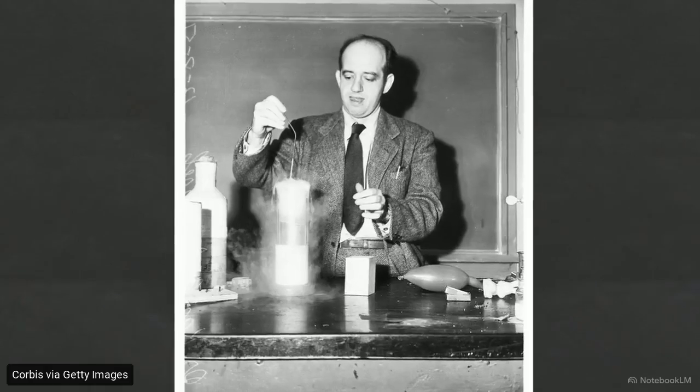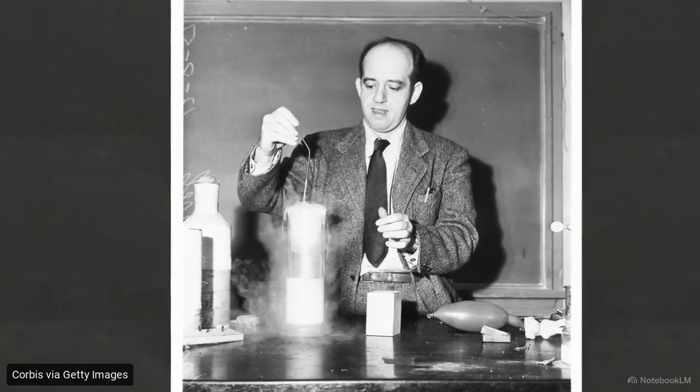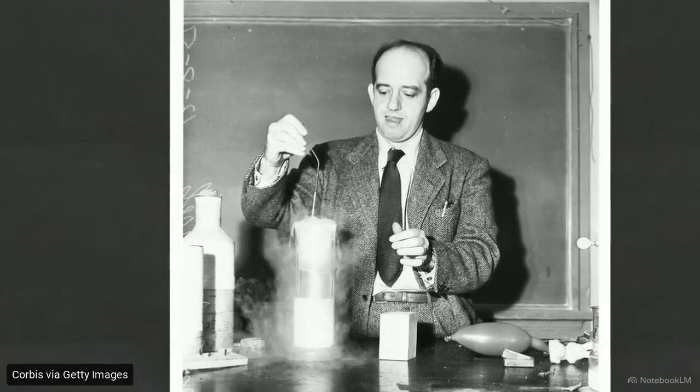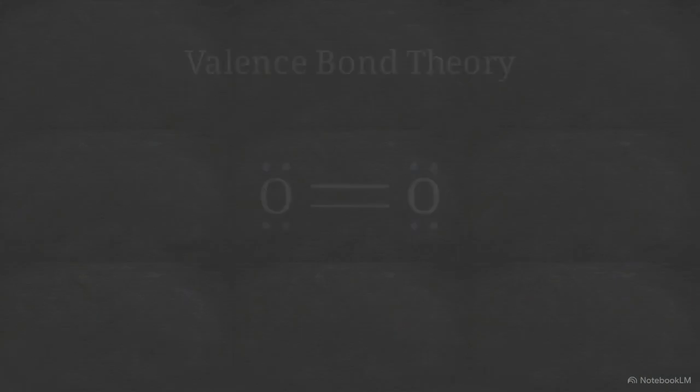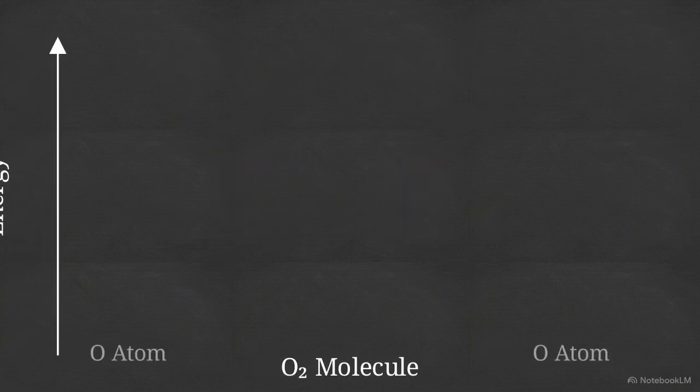Yet, even with accurate geometry, localized sharing theories leave glaring gaps. For example, liquid oxygen is highly magnetic. Valence bond theory suggests all its electrons are safely paired up, which would make it non-magnetic. This chart is a molecular orbital diagram for oxygen.